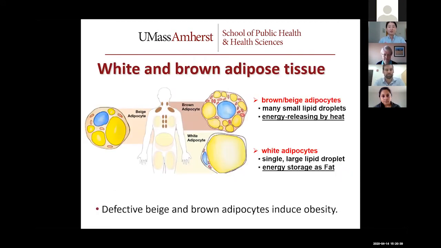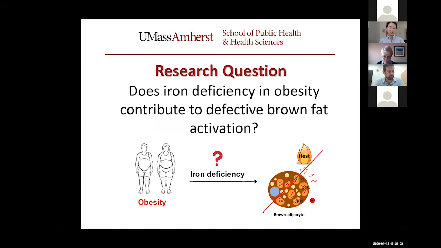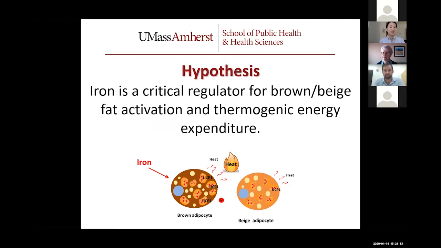Switching gears, there are two types of fat cells, white adipocytes and brown beige adipocytes. White adipocytes store energy in the form of triglyceride, whereas brown beige adipocytes burn energy into heat. Recent studies revealed that defective beige and brown adipocytes induce obesity. Based on previous research, we raised the question, does iron deficiency in obesity contribute to defective brown fat activation? My hypothesis is that iron is a critical regulator for brown beige fat activation and thermogenic energy expenditure.